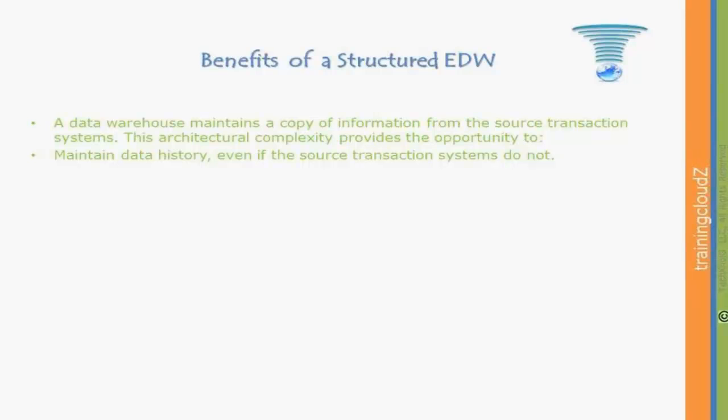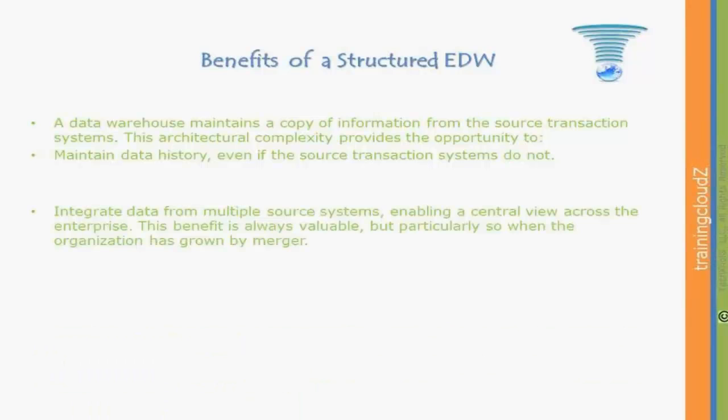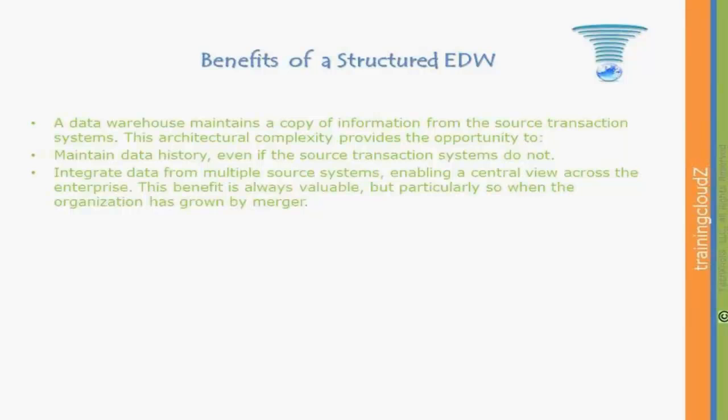So you have this architecturally complex data model which is competent to hold the history data, and then integrates data from multiple source systems, enabling a central view across the enterprise. That is what is very much required, right? You have 3 different companies, or you have 3 different business processes like sales, production, and marketing.